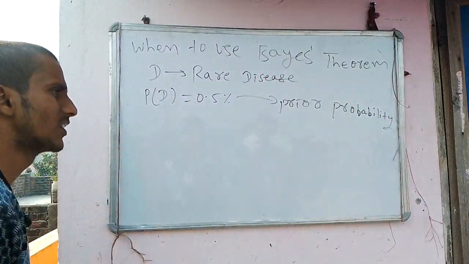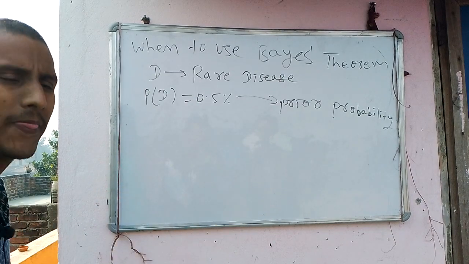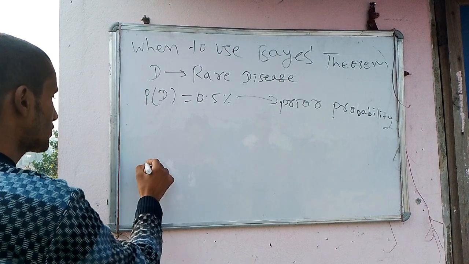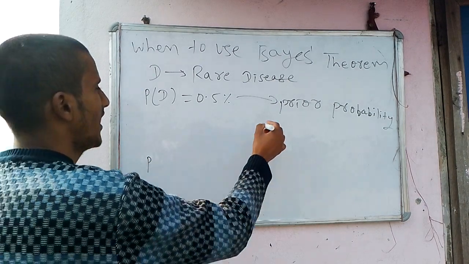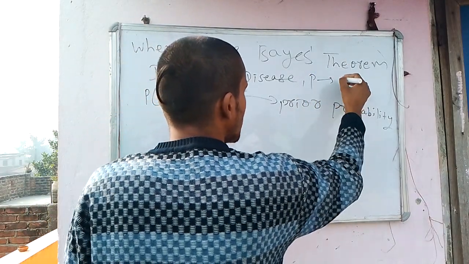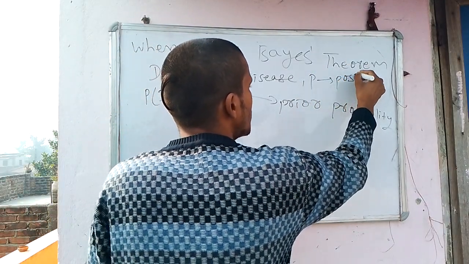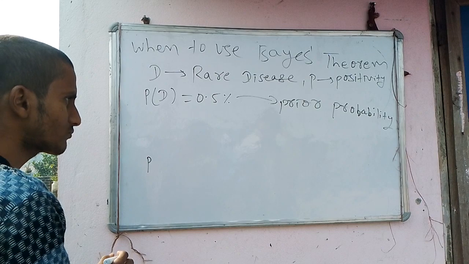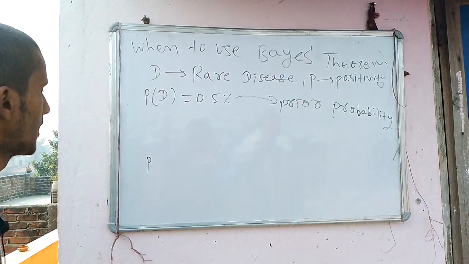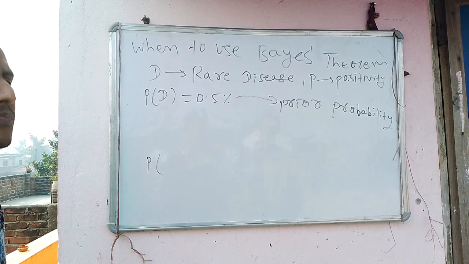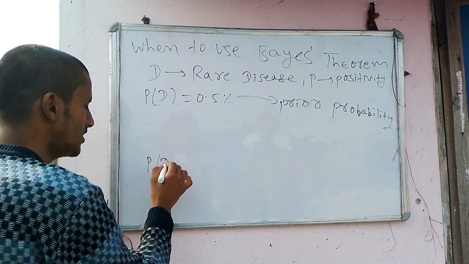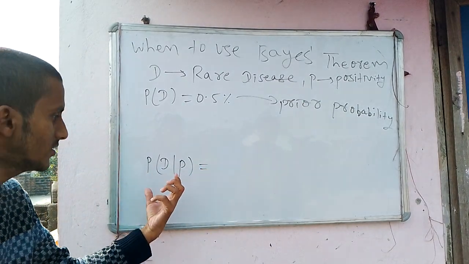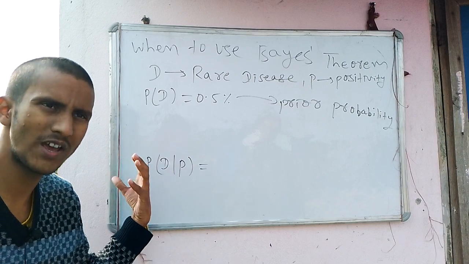You go to the doctor and you have your test for the disease, and it turns out that the test is positive. Let's say we denote P for positivity, meaning the test turns out to be positive. You want to figure out the probability of you having the disease given that you turn out to be positive. This is the question that you actually have to answer.